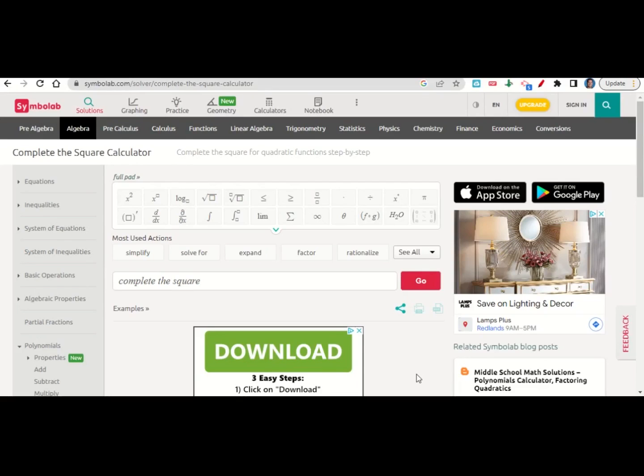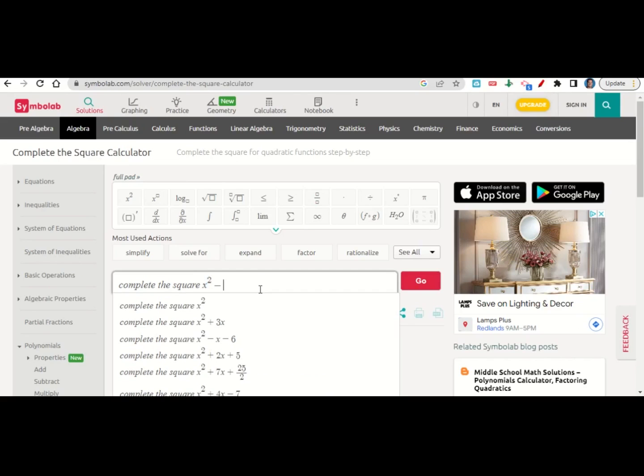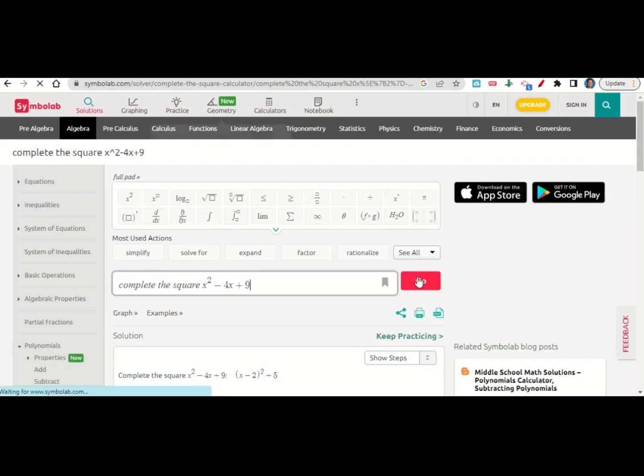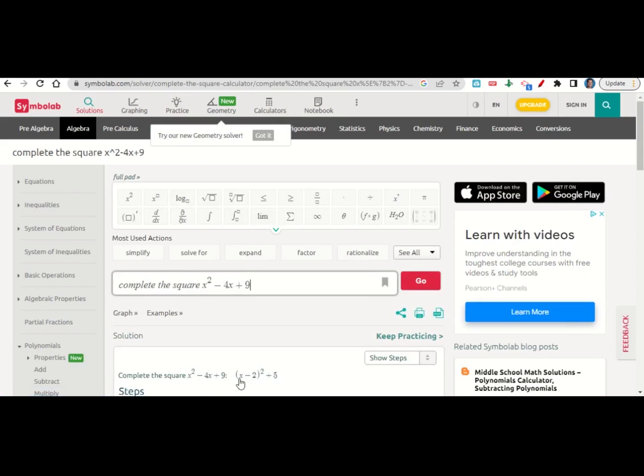Let's take a look now at how we can use Symbolab to check our work when working with completing the square. So we go to Symbolab and we go to the completing the square calculator. We're going to go here and type in our equation. So let's say it's x squared minus 4x plus 9. We're going to go ahead and click go. It shows us what it should be at the end, which is x minus 2 squared plus 5.